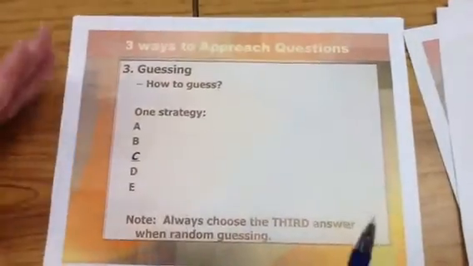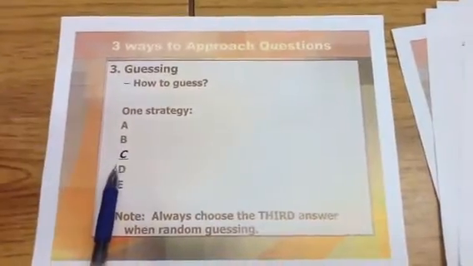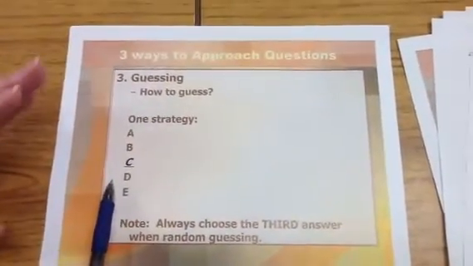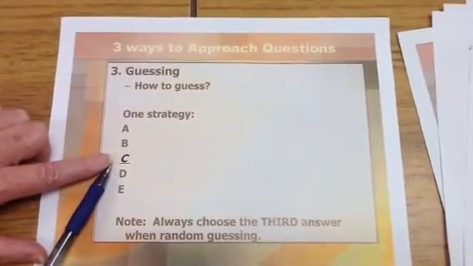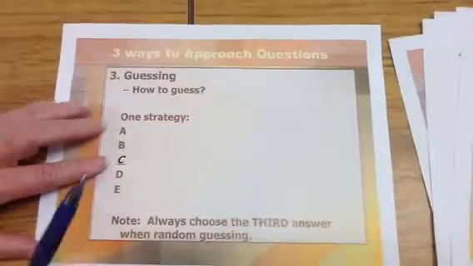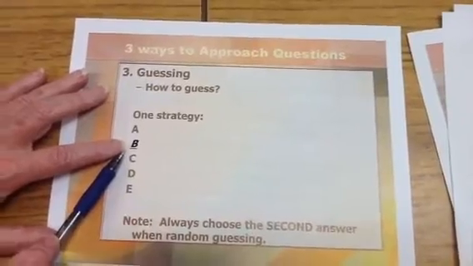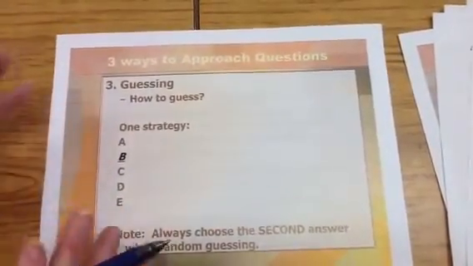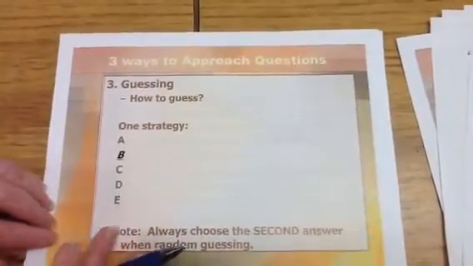One strategy on random guessing is to say, before I go into this test, every problem that I have no clue how to work, I'm going to choose the 3rd answer, and that's what I'm going to do on each one of them. There's nothing special about the 3rd one. You could choose to say, I'm going to always choose the 2nd answer, but have a strategy that says, no matter what problems I have no clue how to work, I'm going to pick this answer and then move on.